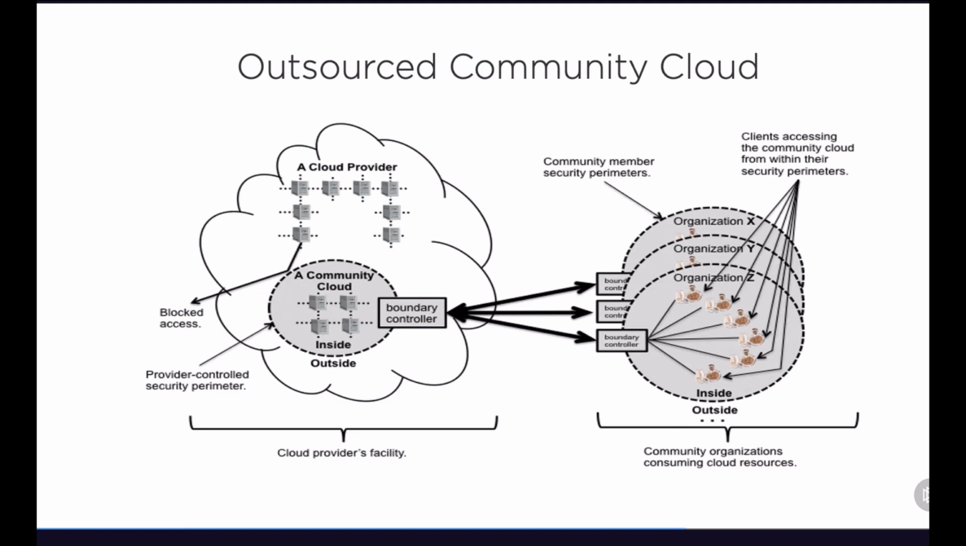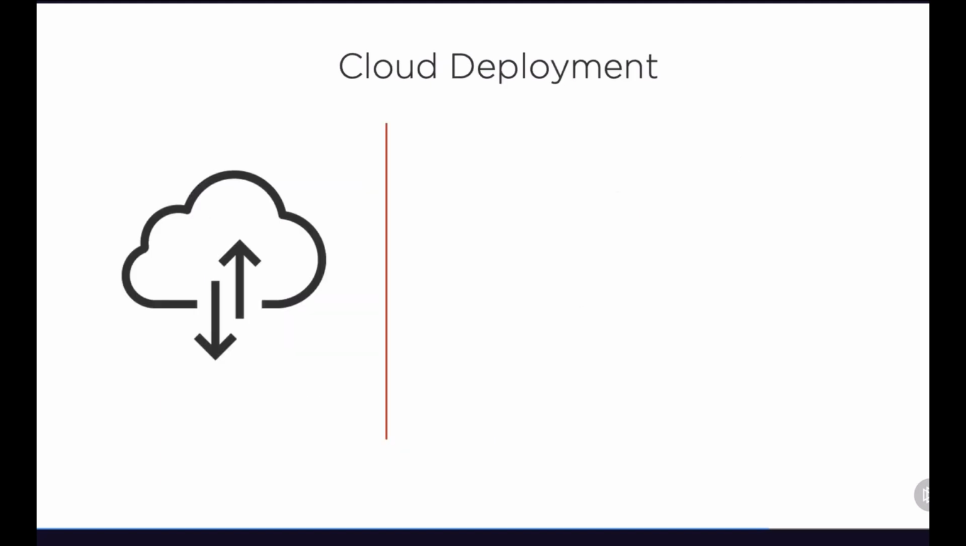The idea of an outsourced community cloud, we see that we have a number of different organizations that are similar on the right-hand side here. Community organizations consuming cloud resources. Each one has its own security perimeter, its own trusted area that it communicates through some type of access controls to the community cloud, which in this case we're showing hosted as a cloud provider's facility that really operates, as we said, almost like a private cloud, except for the fact that it's for, say, 3 companies in this case, but within that cloud provider's facility.